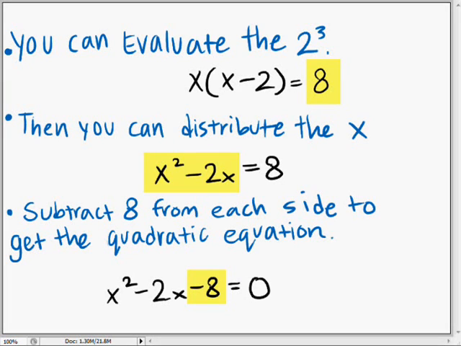You can solve the 2 to the third power. Then you can distribute the x. Then you can subtract 8 from each side to get the quadratic equation. You can solve this by factoring, like using the box method, FOILing, or the quadratic formula. You can remember how to factor by looking in sections 1.2, 1.5, 1.6, and 2.1.